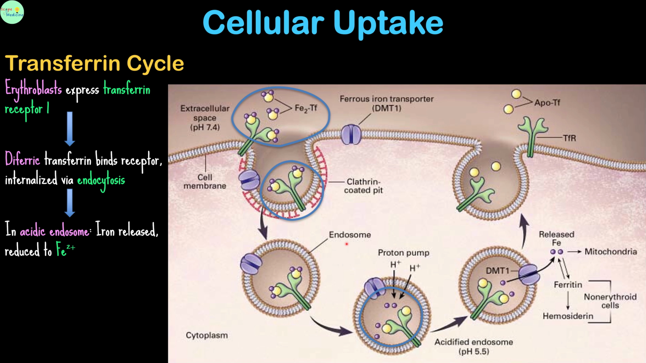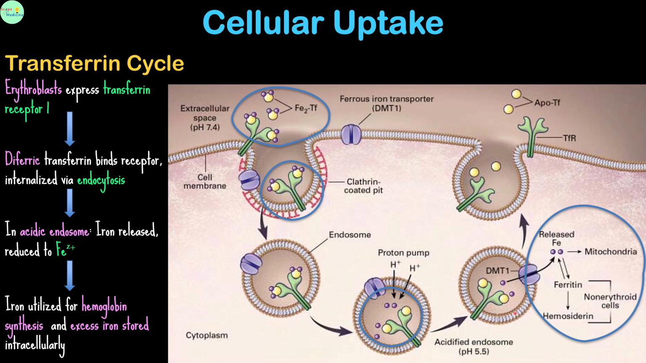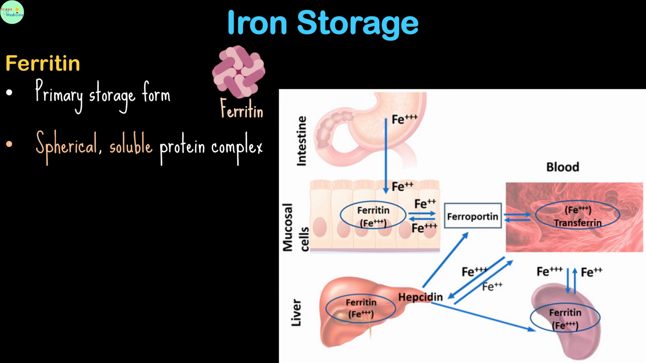Within the acidic environment of the endosome, iron is released from transferrin. It is reduced back to ferrous iron and transported out of the endosome into the cell's cytoplasm by divalent metal transporter 1. The iron is then utilized for essential cellular functions. In erythroid cells, it is transported into mitochondria for incorporation into heme as part of hemoglobin. The now empty transferrin, called apotransferrin, and the transferrin receptor are both recycled back to the cell's surface to be used again. Not all iron is used immediately.